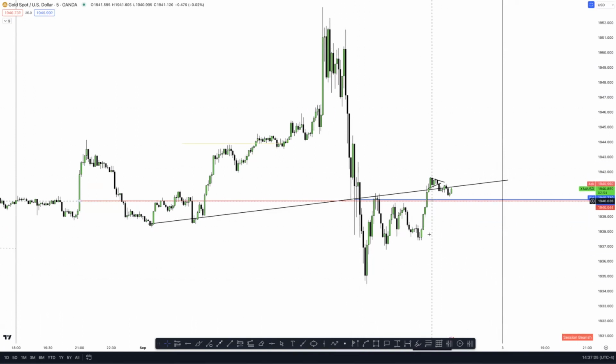And the bias for the PM session, as you can see right now, is bullish. You can't see it over here, but it's part of the notes that I'm working with. It's bullish. You can see the nice move up over there.